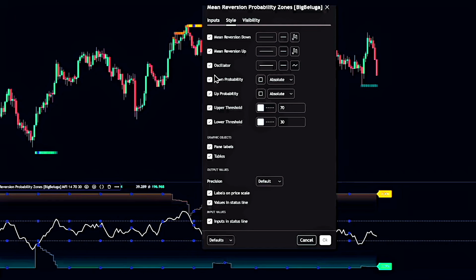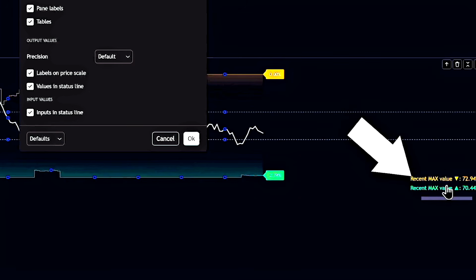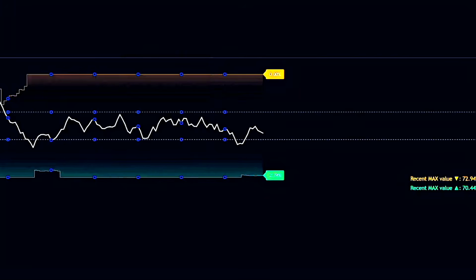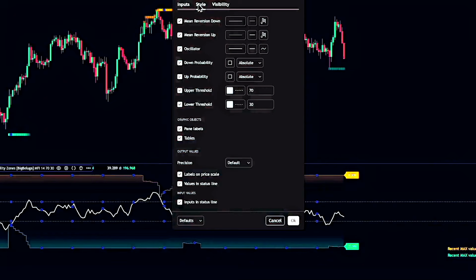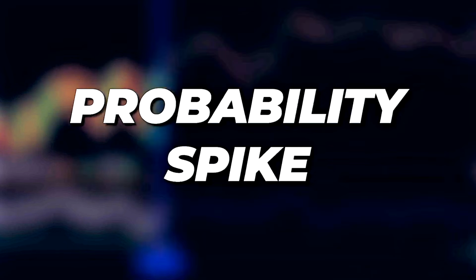They're the bridge between the math in the sub pane and the actual price level you trade from. The dashboard can be moved or minimized, but I recommend keeping it visible at first. It's an excellent speedometer for learning what high probability really looks like on your market.